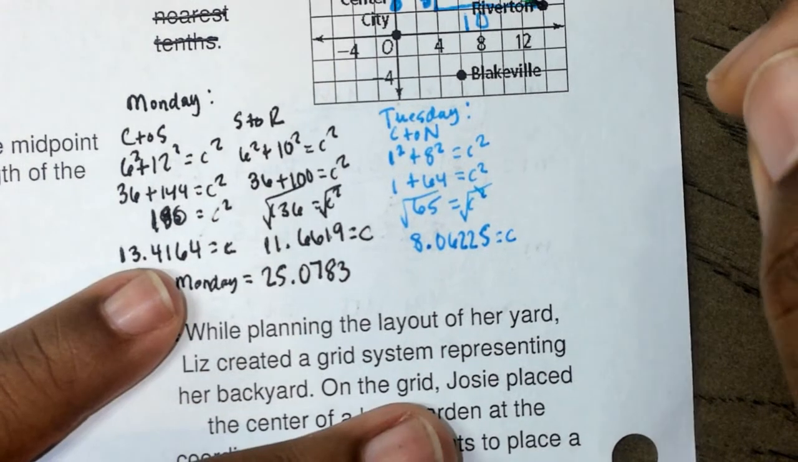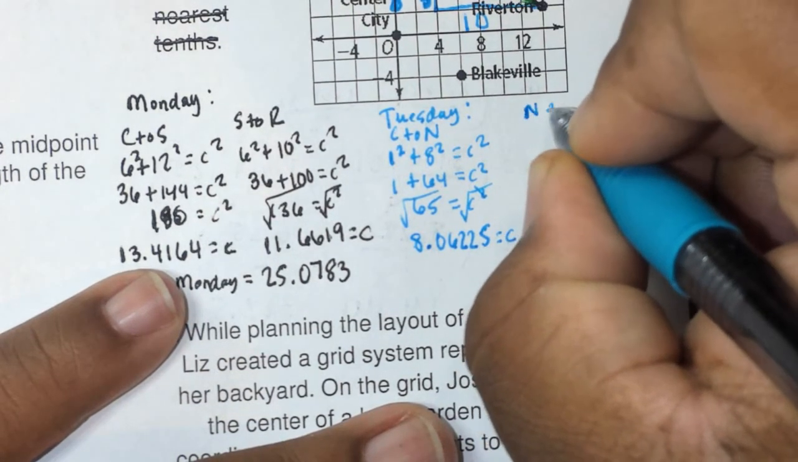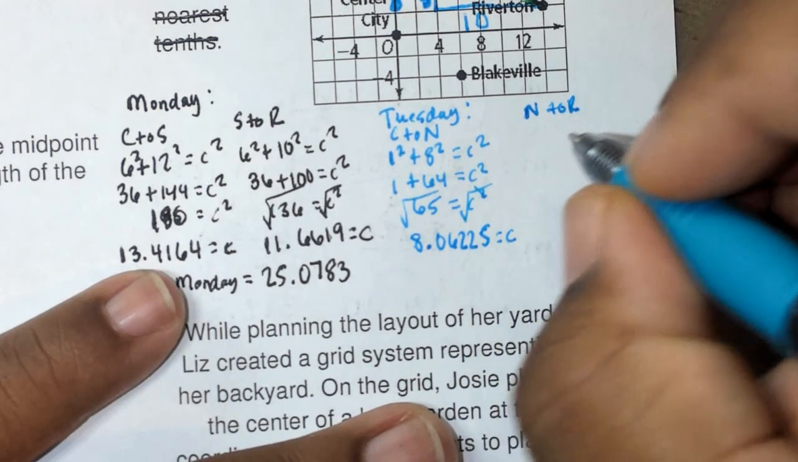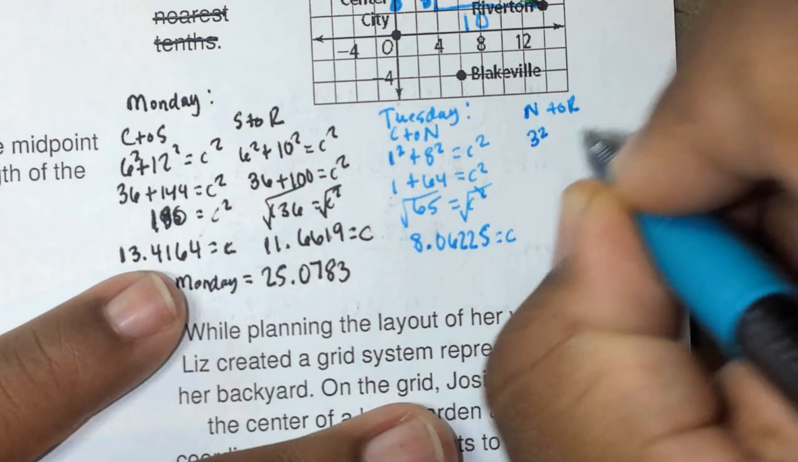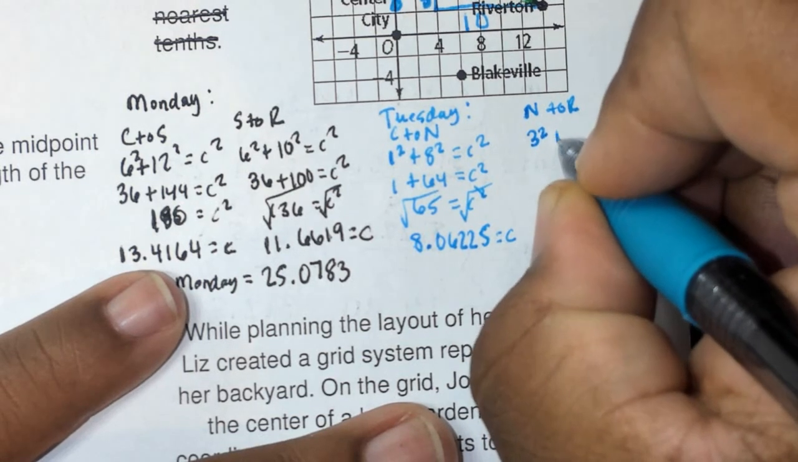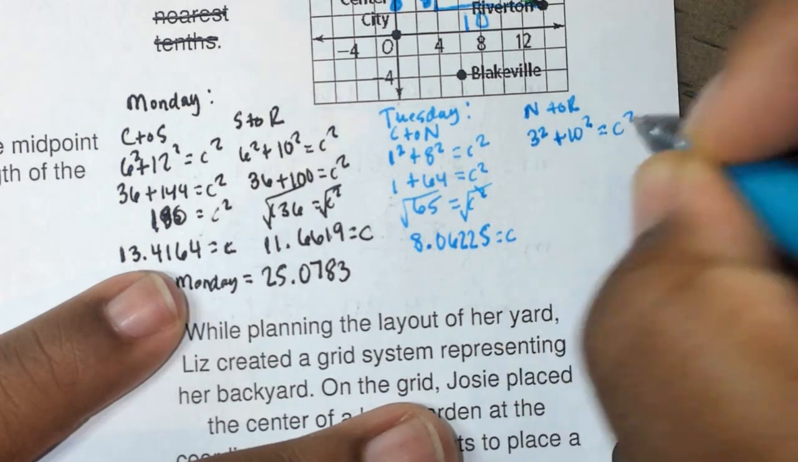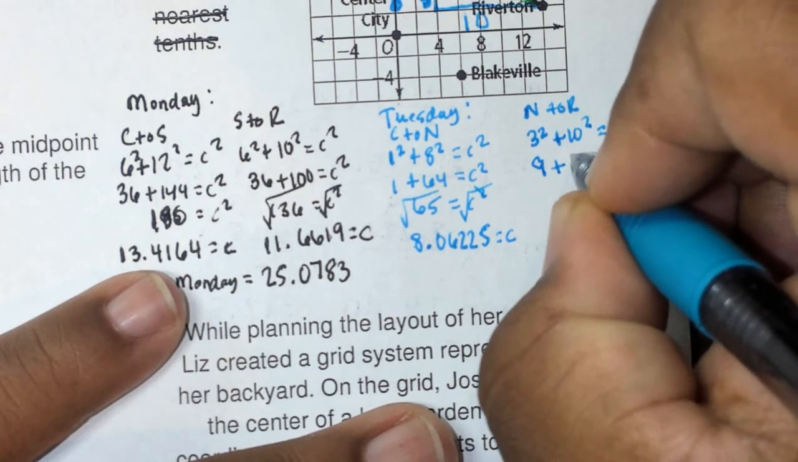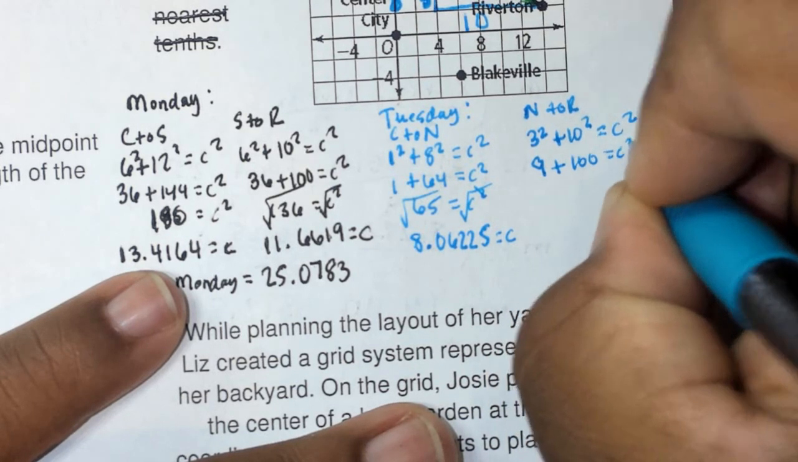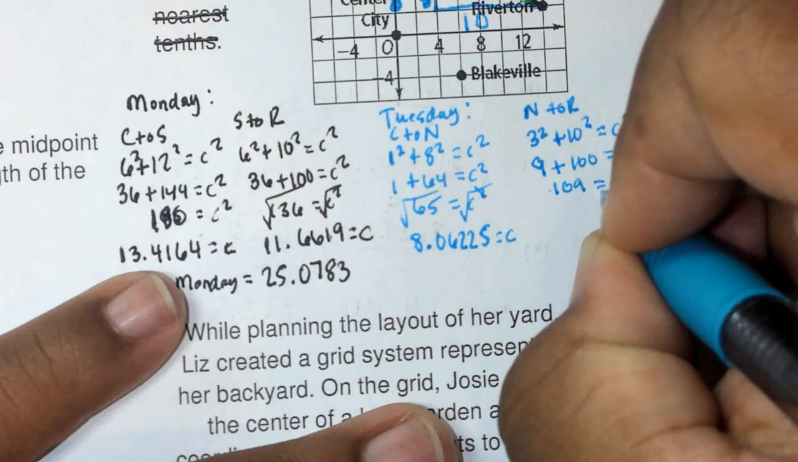And then I gotta do Newton to Riverton. The reason I'm going through all this and showing you this one, there is one like this on the test where you have to compare and do subtraction. So, unless you don't want to get that one right. 9 plus 100 equals c squared. 109 equals c squared. Square root.